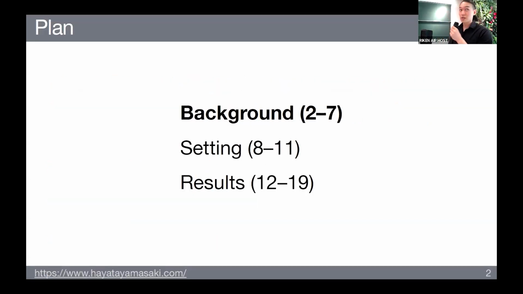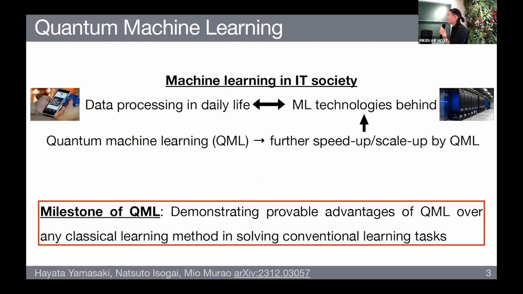I start with talking about background. Quantum machine learning is an emerging field of research that uses quantum computation for machine learning. In our IT society, data processing in our daily life is supported by machine learning technologies working behind it. Quantum machine learning aims at further speed up and scale up of these machine learning technologies by using the power of quantum computation.